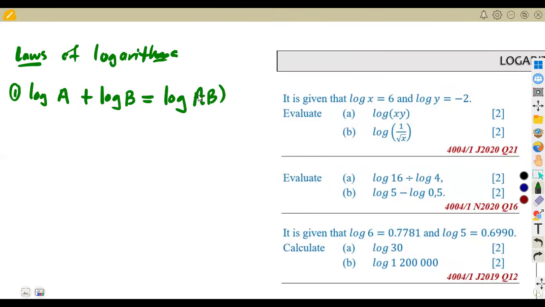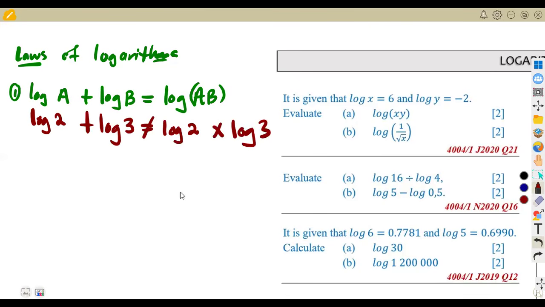What is being multiplied here? It is not the logarithm times the logarithm, no. These are numbers that are presented. A and B represent numbers. The logarithm of 2 plus the logarithm of 3. Please, guys, understand this. This is not the same as the logarithm of 2 times the logarithm of 3. No, they are not. It's a different presentation altogether.